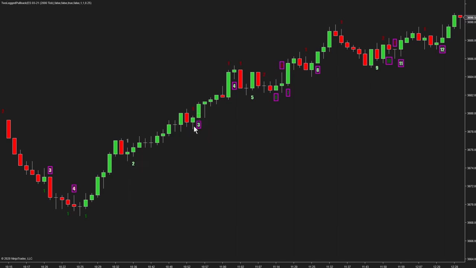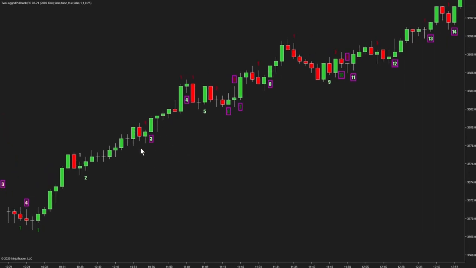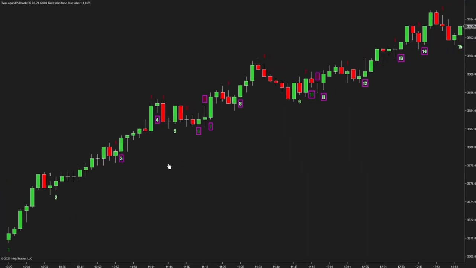Here we see a 3, because we see that this bear leg has commenced, and then when a candle breaks a prior candle's high, the bull leg commences. Here we have a 4, where this is the pivot low, and here we have a 5, where it breaks above the prior candle high.